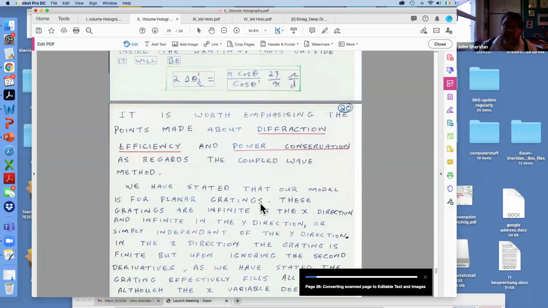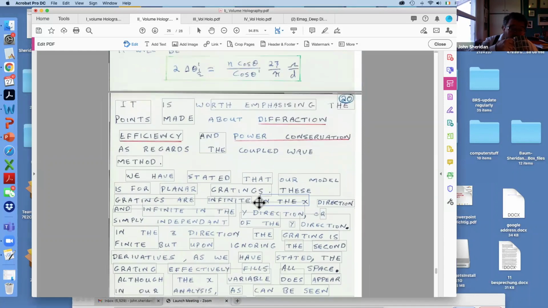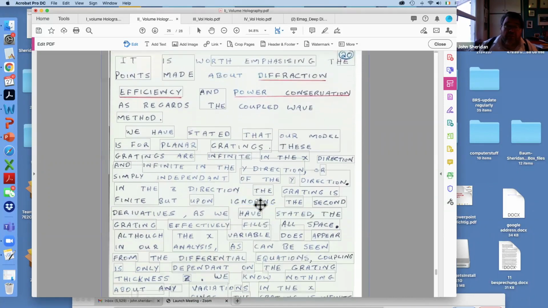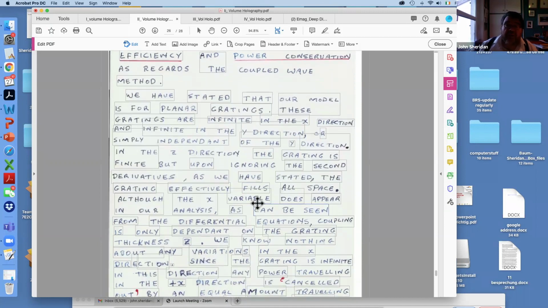It's worth emphasizing the point made about diffraction efficiency and power conservation. Okay, so we have to be a little bit careful here, especially when we go off Bragg. We've stated that our model is for planar gratings, and these gratings are infinite in the x direction, and they're infinite in the y direction as well. We've got power transfer only in the z direction. They're infinite in the y direction, simply independent of the y direction. We don't have anything happening in the y direction.